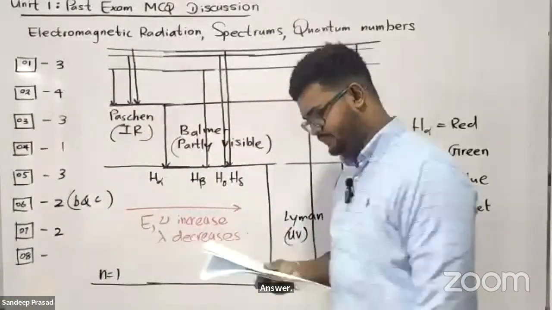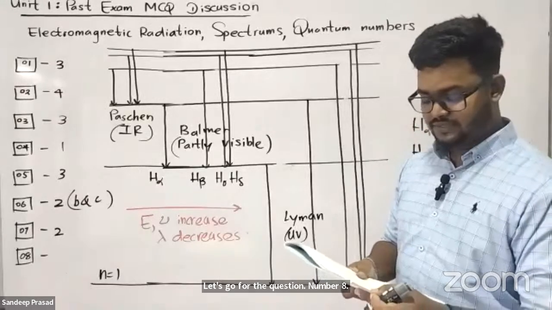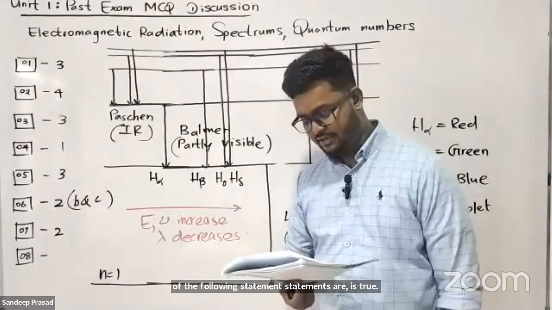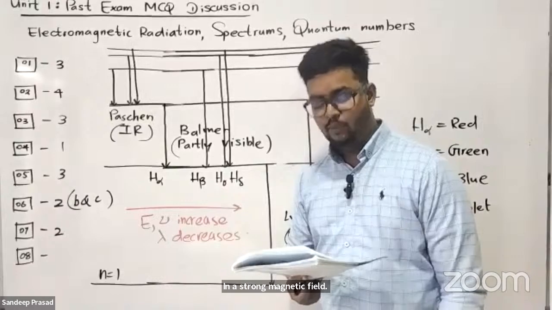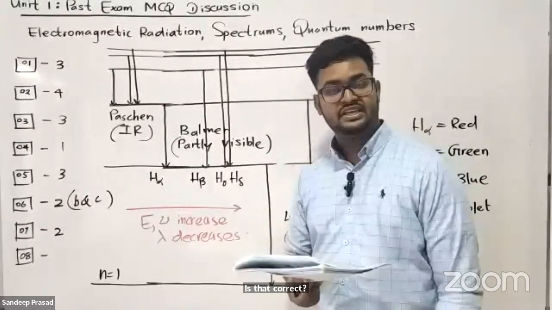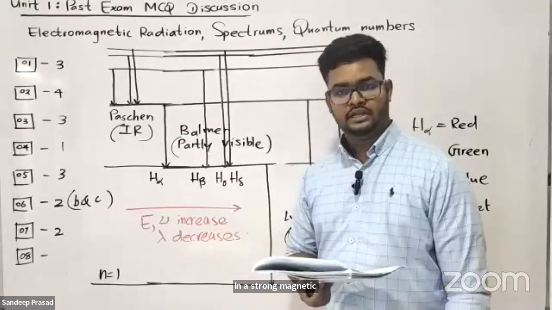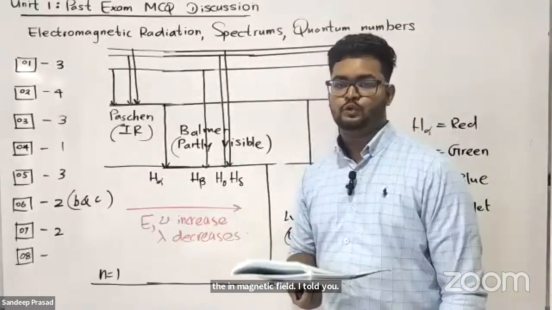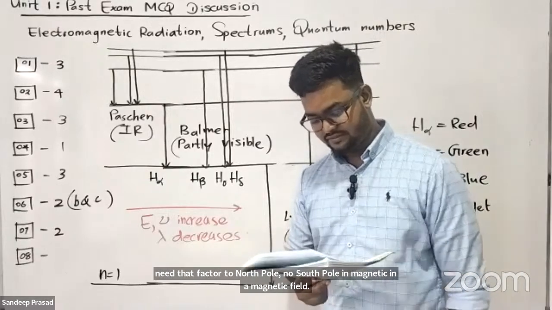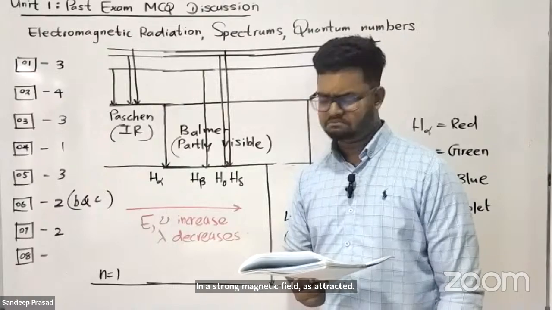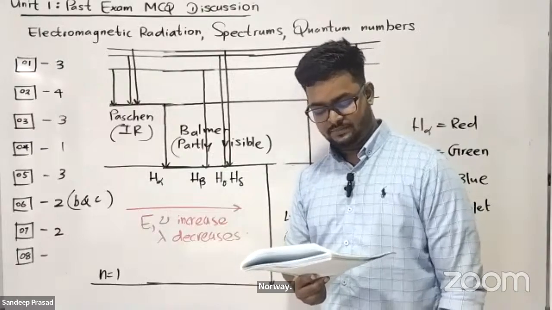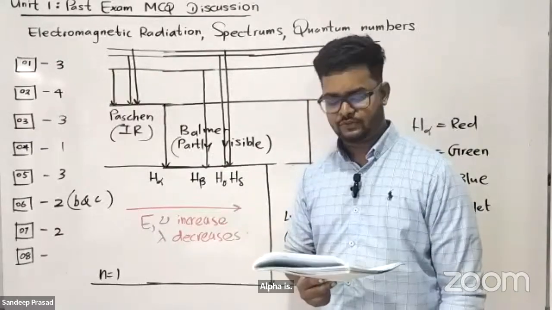Let's go for question number 8. Which of the following statements is true? In a strong magnetic field, beta rays are attracted towards the N magnetic pole. Is that correct? I told you electrons are attracted neither to the north pole nor the south pole in a magnetic field. In a strong magnetic field, beta rays are attracted towards the S magnetic pole. No way. In an electric field, alpha rays are repelled by the positively charged plate. Correct, because alpha rays are positively charged.